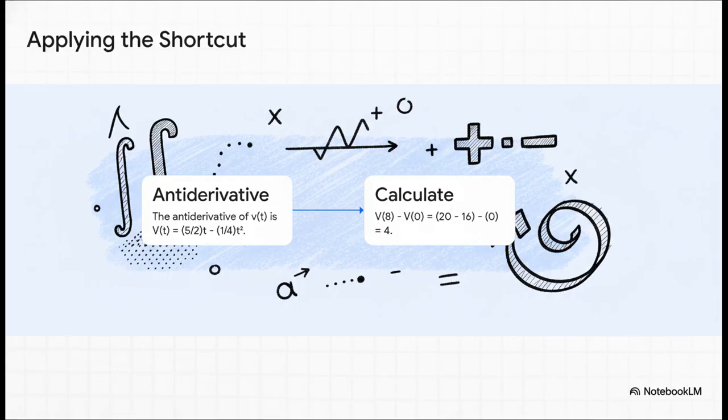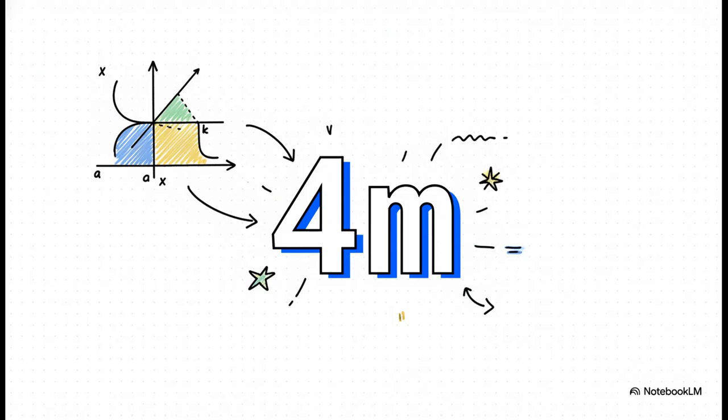First, we find the antiderivative of our velocity function. Then, we just plug in our end time, 8 seconds, and our start time, 0 seconds, and subtract the two results. The calculation itself is pretty straightforward. And boom! There's our answer. The car's final displacement is exactly 4 meters. No infinite sums, no crazy calculations, just 2 quick steps of algebra. It's just an astonishingly elegant solution.